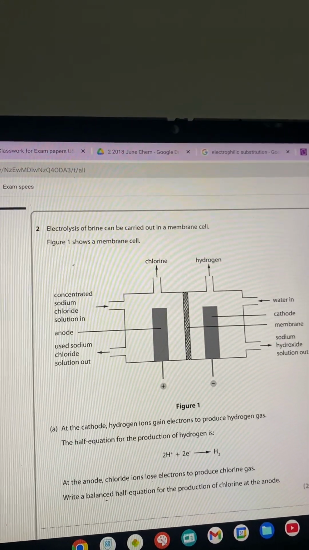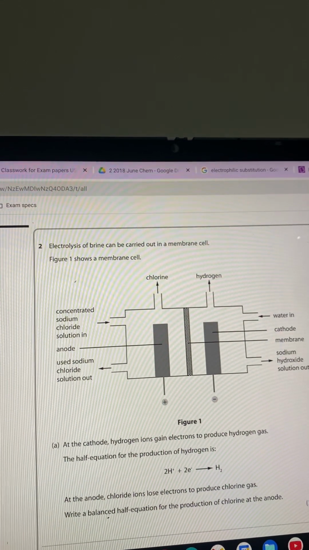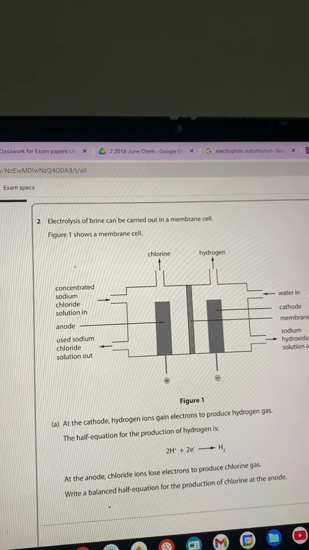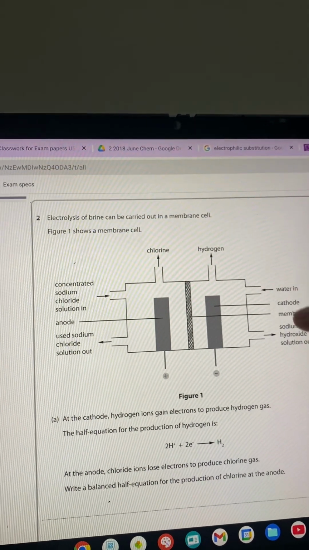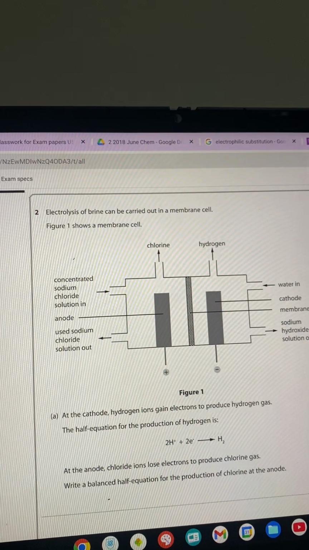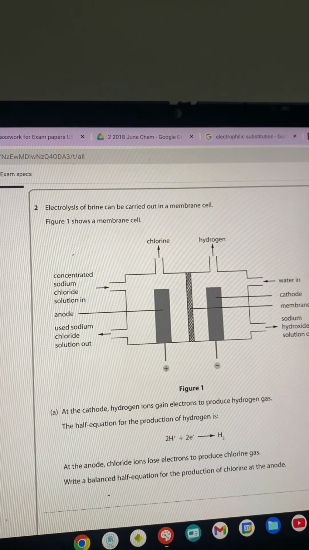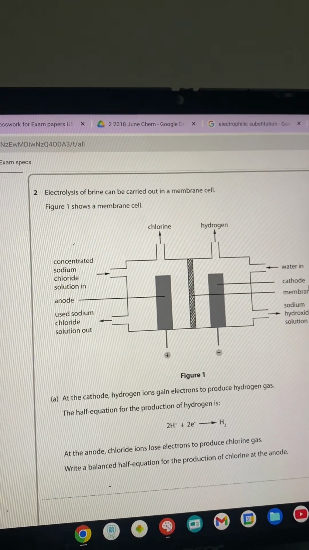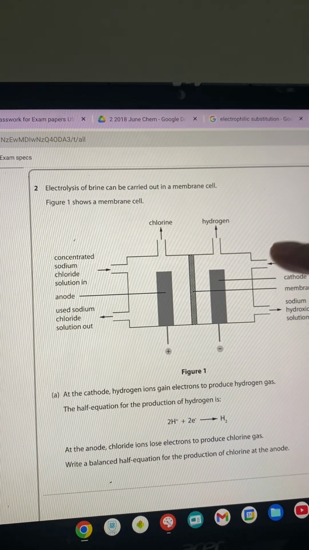Right guys, so this is question 2 of the 2018 June paper. It says electrolysis of brine can be carried out in a membrane cell. Like I've said before guys, they always tend to ask about brine. In the June 2022 paper, there was a question that indirectly referred to brine as well. I'll come back to that question in a second, but here we've got figure 1, which shows a membrane cell.